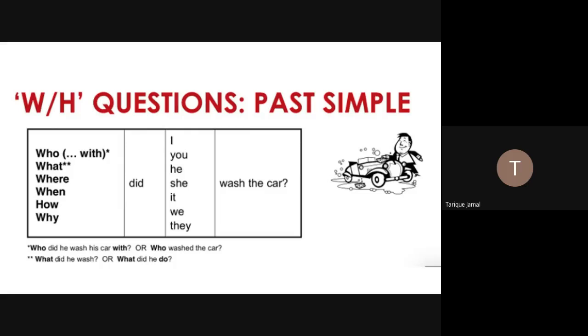All right. WH questions, past simple. So we know the WH questions: who, what, where, when, how, why. In the past, did. Who did he wash his car with? Or who washed the car? What did he wash? Or what did he do? An action. What did you do? I washed the car. If you want to talk about the past tense. All right, I just want you all to understand this chart for a minute and then we will move on.